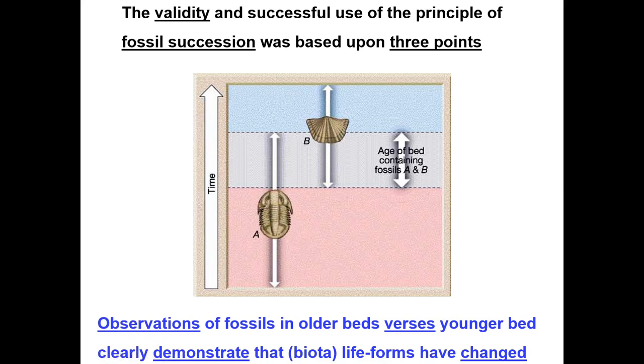All right, so observations of fossils in older beds versus younger beds clearly demonstrate that biota, life forms, have changed. If we look in the fossil record, we find different kinds of animals, and some of them are not around anymore. For example, rocks of the Paleozoic era are filled with trilobites. They were a very common animal at that time, but they're not around anymore. We don't have any trilobites living anymore. We have horseshoe crabs that look a little bit like trilobites, but they're not trilobites. They were very, very common in the Paleozoic, maybe one of the dominant species of the Paleozoic, but they're gone now.